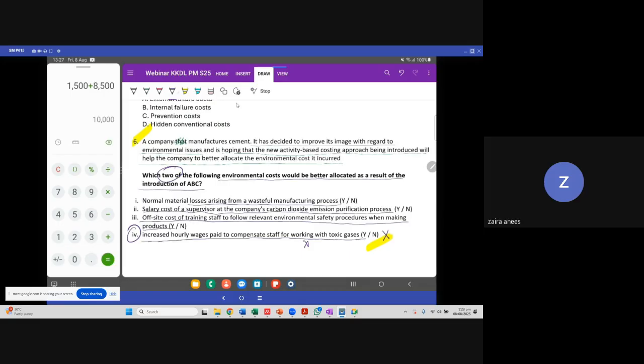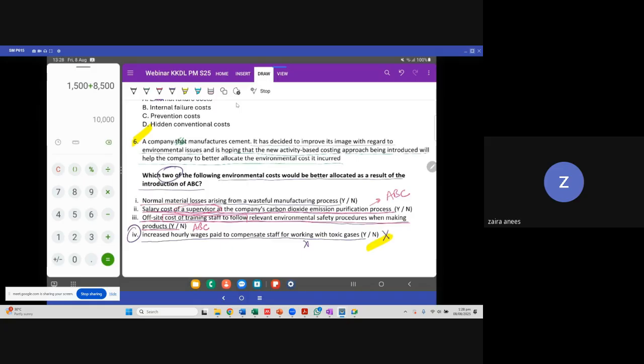Off-site cost of training staff to follow relevant environmental safety procedure when making the products. Training staff cost, training cost. So training cost is generally treated as an overhead. So this can be dealt in ABC. Salary cost of supervisor at the company's carbon dioxide emission purification process. Salary of supervisor. Supervisor is generally part of overhead. So this can also be dealt with under ABC.